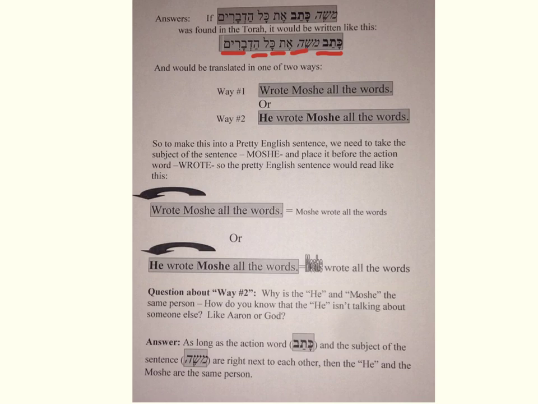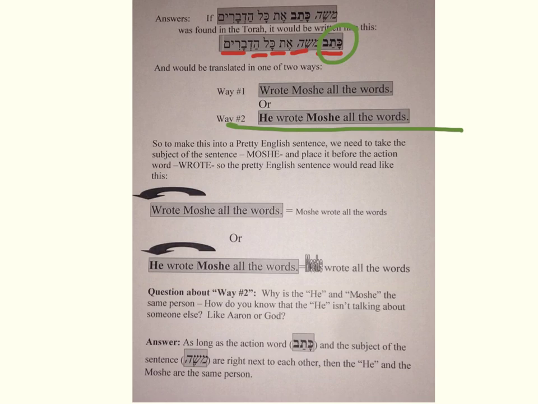Now let's take a closer look at the word katav. If we were to directly translate the word katav alone, it would come out as he wrote. It's the masculine form of the verb lichtov in the past tense. Now, if we were to say he wrote for katav and then read it in the sentence, we get way number 2, which is he wrote Moshe all the words, katav Moshe all the words.